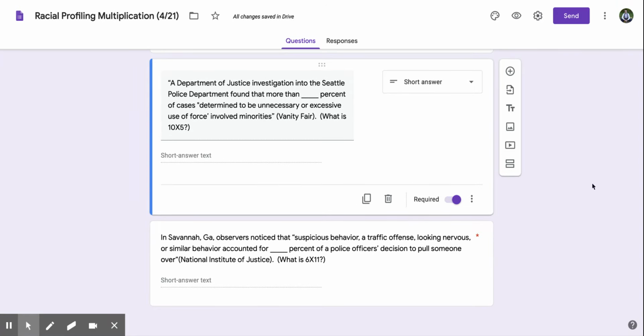And finally, we have: in Savannah, Georgia, observers noticed that, quote, suspicious behavior, a traffic offense, looking nervous, or similar behavior accounted for blank percent of a police officer's decision to pull someone over. And that was obtained from the National Institute of Justice. And that response is what is 6 times 11? So you guys are just going to answer all of those math problems, which are located at the end of each quote. You're going to find the solution, and then you're going to plug it into the blank space in each quote.